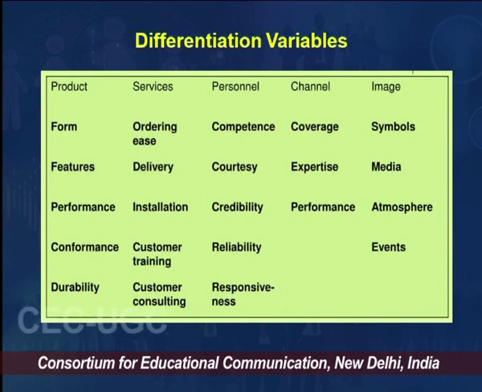If I take the example of product, it can be the form of the product in which it is available, the quality, features, performance, conformance, durability. So these can be the sub parameters of a specific variable called product. So if I am going to position my brand in terms of my product quality, or say my product is going to be a key differentiator, then it can be a combination of the features, quality, performance, conformance and durability of that product.